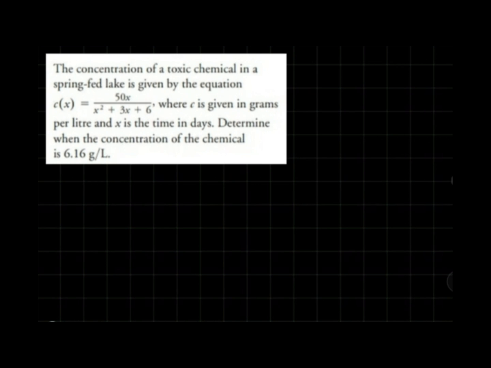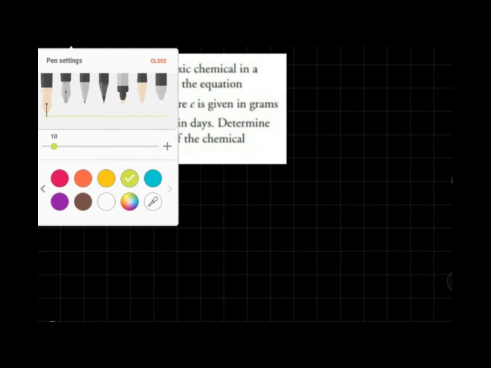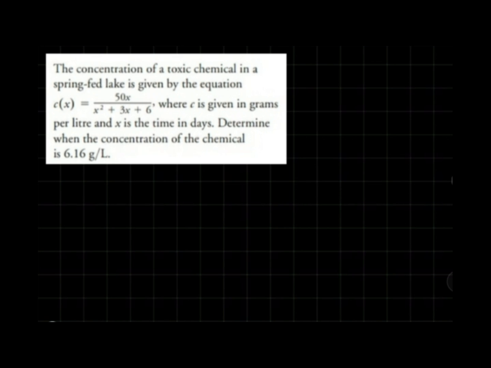Okay, so C of x is the concentration, so I'm going to let C of x equal 6.16 grams per liter, right? Because C is given in grams per liter. And we've got to solve for this. So 50x over x squared plus 3x plus 6 is equal to 6.16.